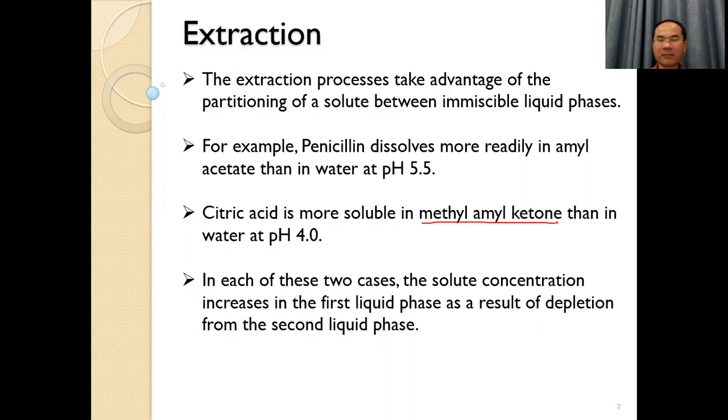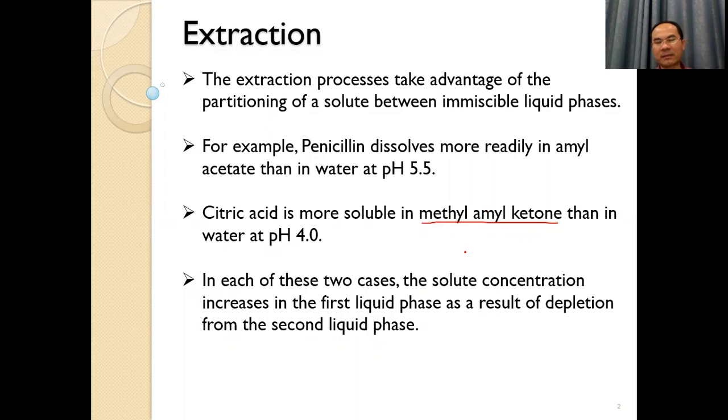It separates the citric acid from water because at pH 4, for example, citric acid can dissolve in methyl amyl ketone. It is more soluble in methyl amyl ketone than in water. So we can use methyl amyl ketone to separate the citric acid from water. For these two examples, the solute concentration increases in the first liquid phase as a result of depletion from the second phase.